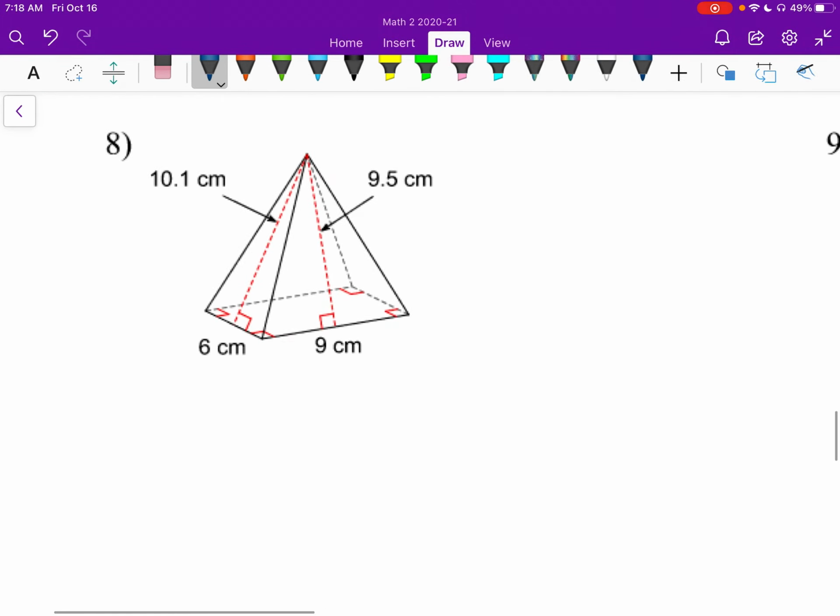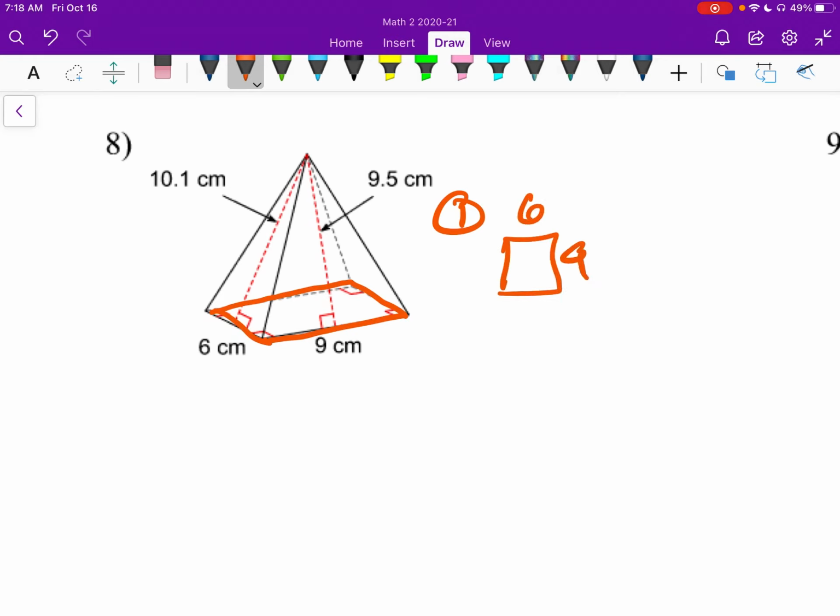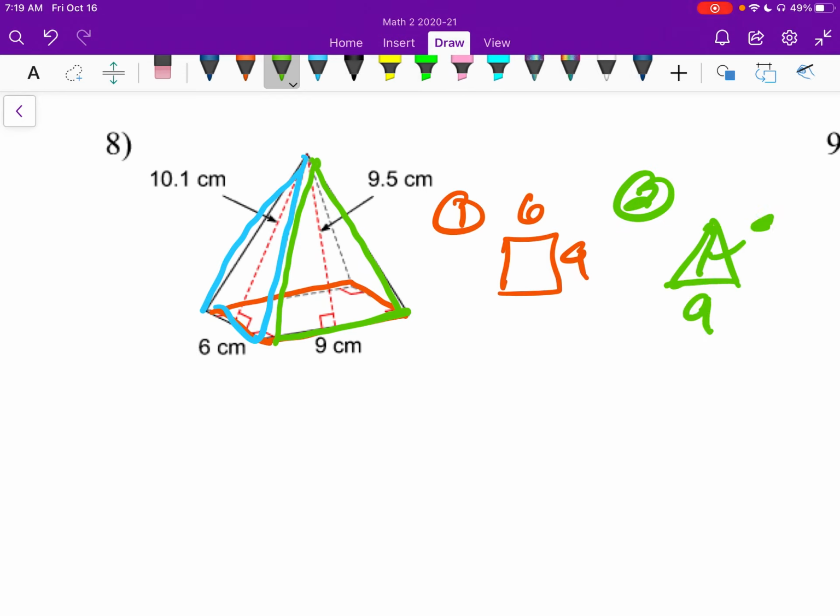Number 8, here we have a rectangular pyramid. We'll start off with our base. I'll draw it orange. There's our base. So we have one of these. This is a 6 by 9. And then we've got our green triangle, which I'm going to say faces the right there. And then I'm going to have a blue triangle also, which faces towards the left. So I have 2 green triangles. Their base is 9. Their height is 9.5. And I have 2 blue triangles. Their base is 6. And their height is 10.1.